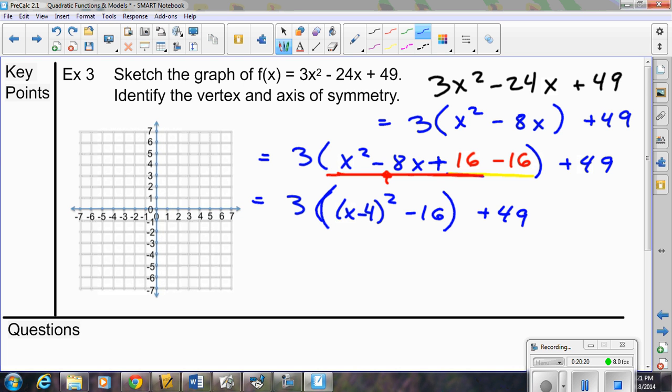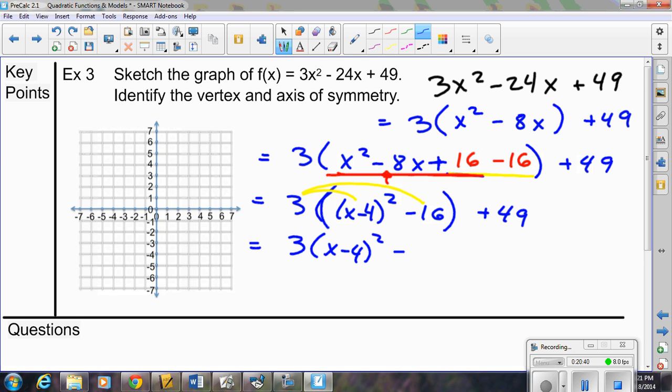You'll note we are now closer to having standard form. You see how we have the (x - 4) quantity squared? That's our x - h. To continue the problem, I'm just going to distribute the 3 across. So we'd have 3(x - 4) quantity squared.